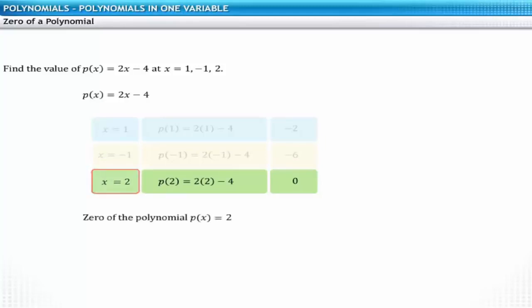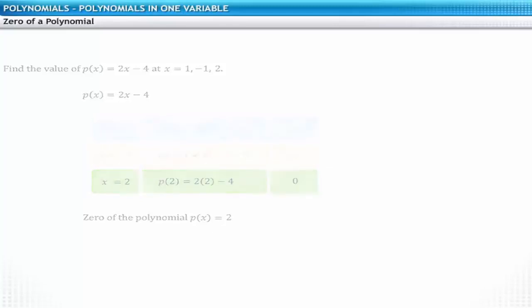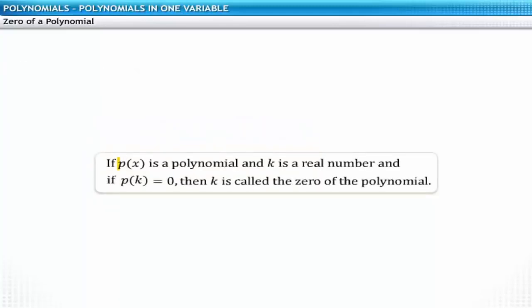In this example, the value of the polynomial is 0 when x is equal to 2. Therefore, 2 is the 0 of the polynomial p of x is equal to 2x minus 4. In general terms, if p of x is a polynomial and k is a real number, and if p of k is equal to 0, then k is called the 0 of the polynomial.